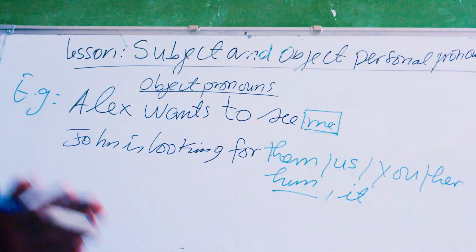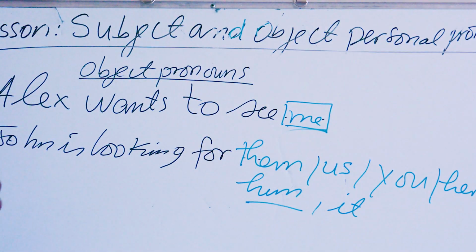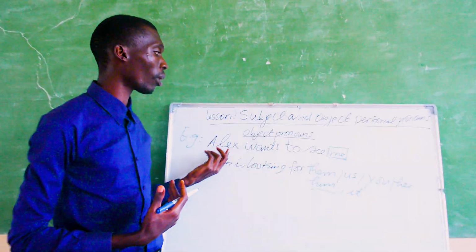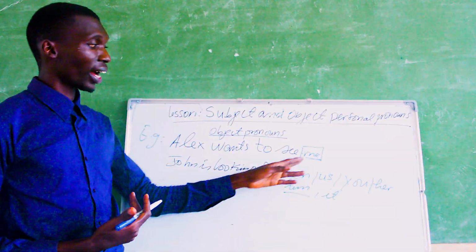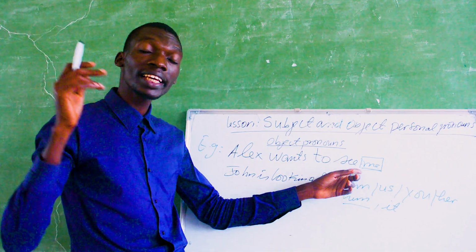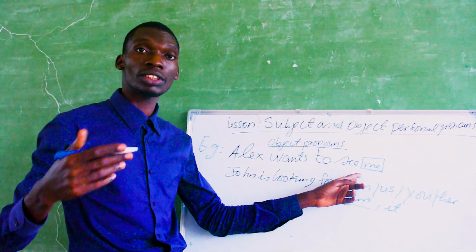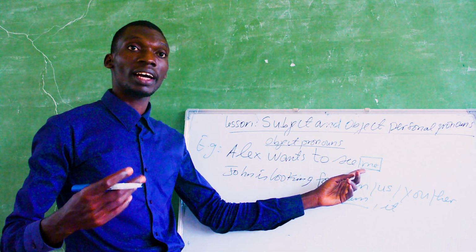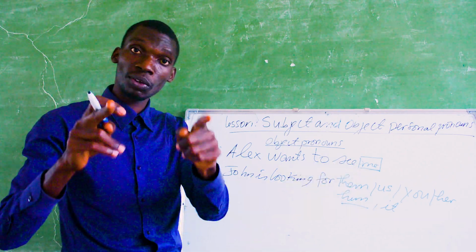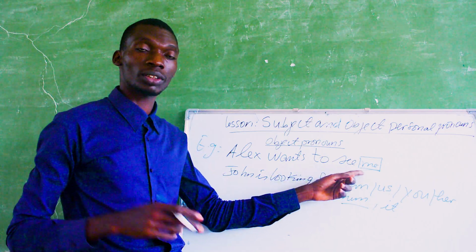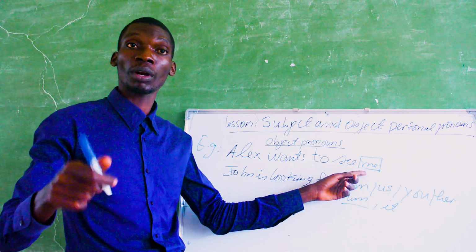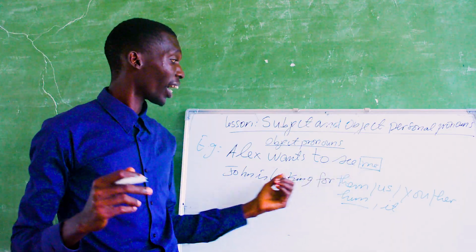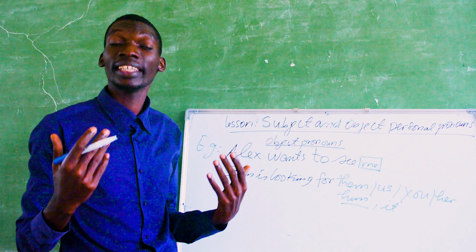Alex wants to see me. Alex wants to see you. Alex wants to see her. Alex wants to see him. Alex wants to see it.